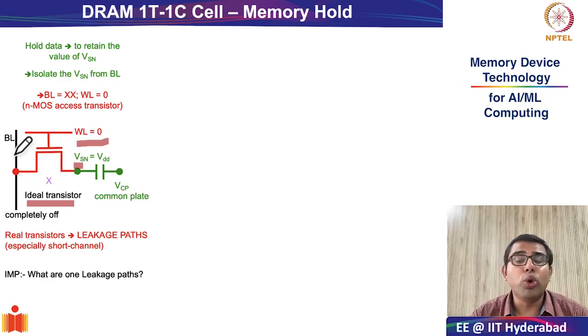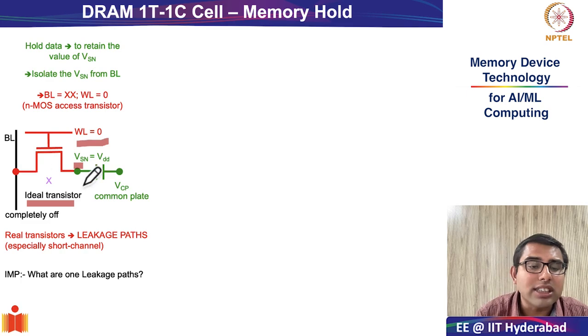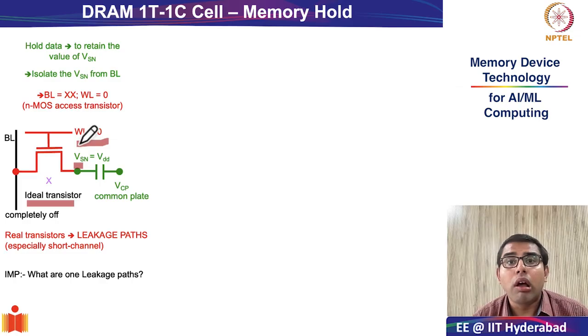However, as you may be able to understand, nothing in life is really ideal. In realistic transistors, there will be a significant amount of leakage paths, which will hamper the storage node from being completely cut off from the bit line. Okay, so this realistic transistor causes a lot of leakage paths for the charge which is stored on the storage node to slowly dissipate, and therefore it is very important to study what these leakage paths are and if we can possibly control them.